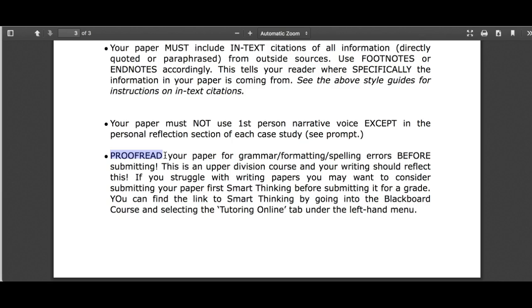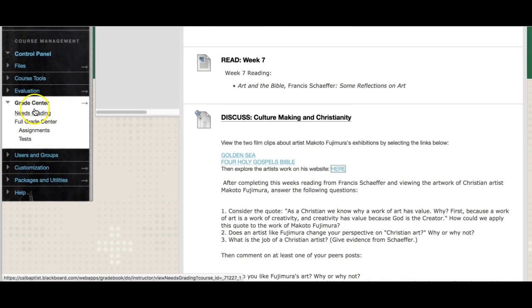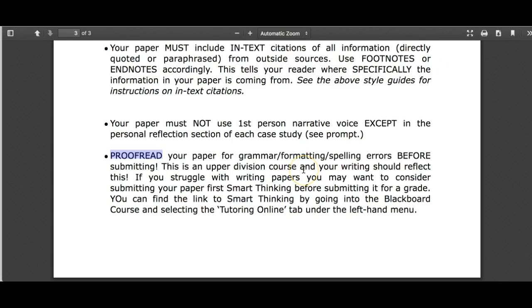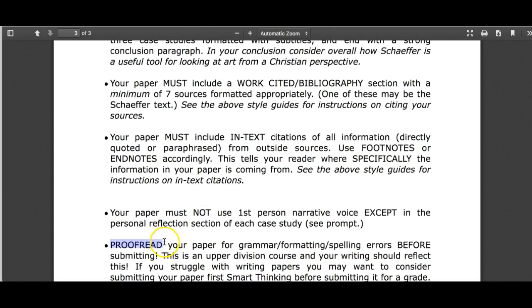If you struggle with writing papers, you may want to consider submitting your paper first to Smart Thinking before submitting it for a grade. You can find the link to Smart Thinking by going into Blackboard and selecting the Tutoring Online tab. So that is found here under this portion of your menu, this Tutoring Online tab. You can click there. So that is what we have going on for this paper.